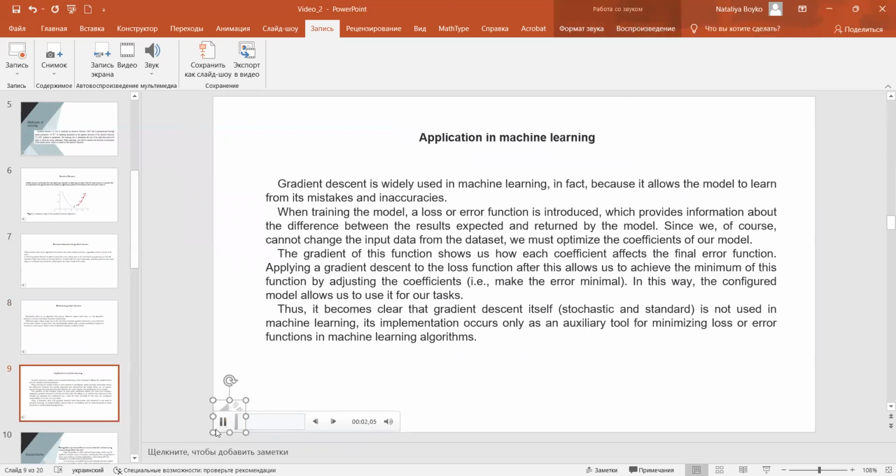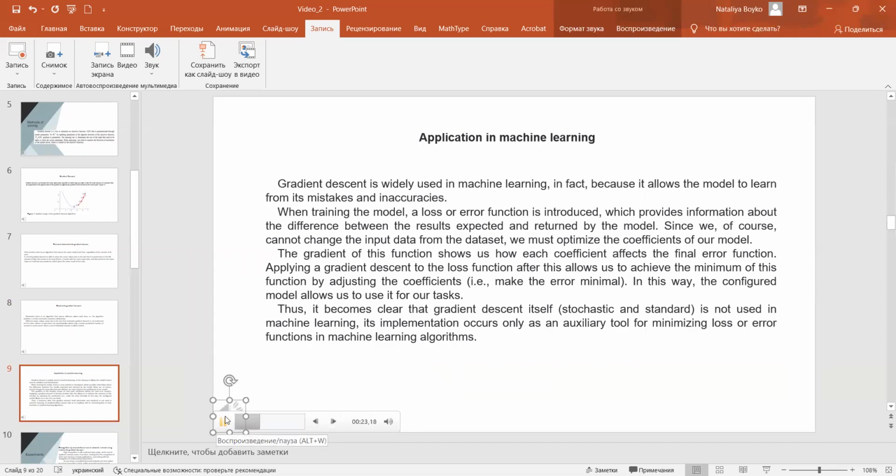Application in machine learning. Gradient descent is widely used in machine learning, because it allows the model to learn from its mistakes and inaccuracies. When training the model, a loss or error function is introduced, which provides information about the difference between the result expected and returned by the model.